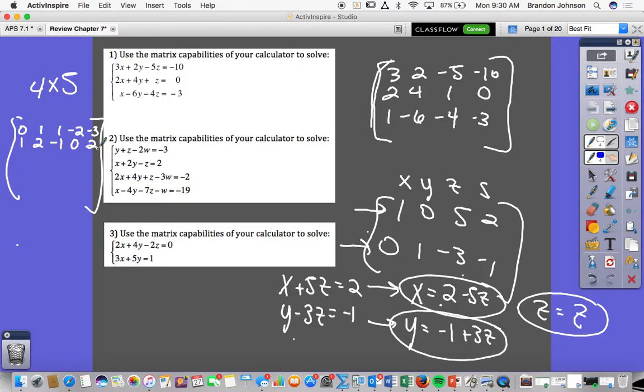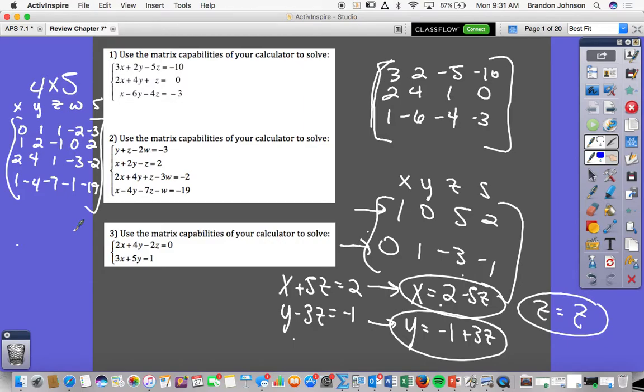Wait, what? Oh, because X is first? Correct. Remember as long as the X, Y, Z, and W, all of those have to be the same. Cool. And then solutions, right? Okay. And if it doesn't have one, we have to fill that in with a 0, right? Right. And then the next one would be 2, 4, 1, -3, -2. And then the last one is 1, -4, -7, -1, and -19. Okay?